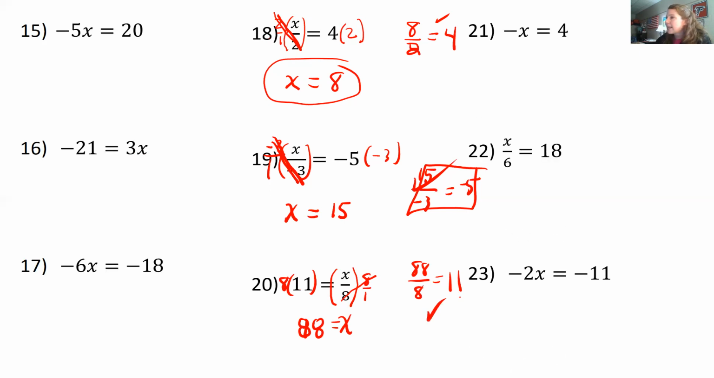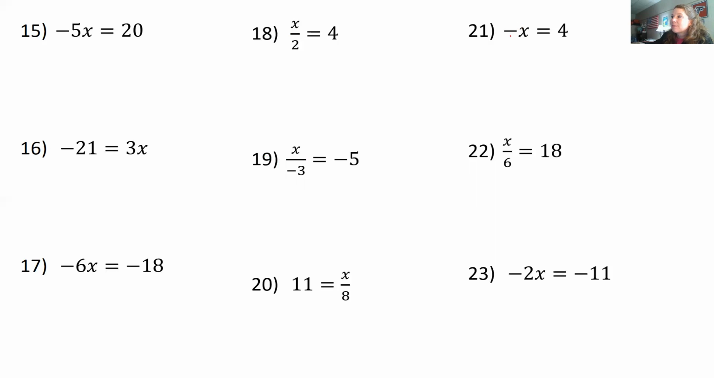All right, 21. Now this time, let me erase this stuff. Now this time I don't see a number in front of x, but this isn't solved for x because it doesn't say x equals 4. It says -x equals 4. So guys, basically it's the same thing as saying -1 times x equals 4. If you don't see a number, it's usually a 1.